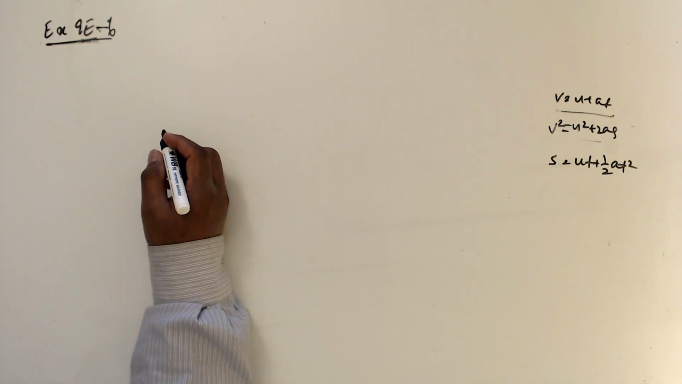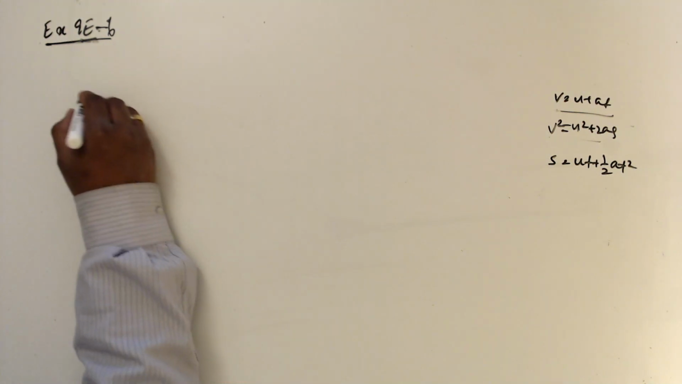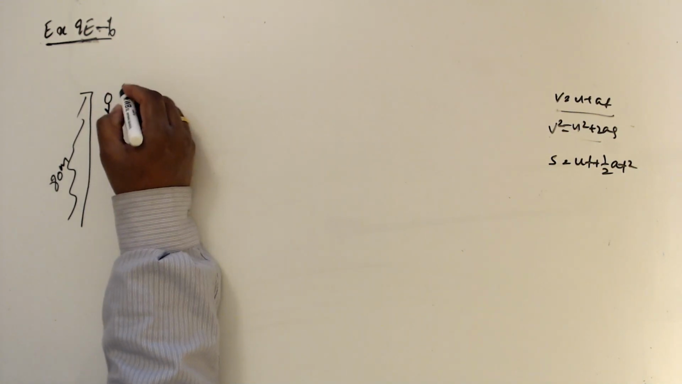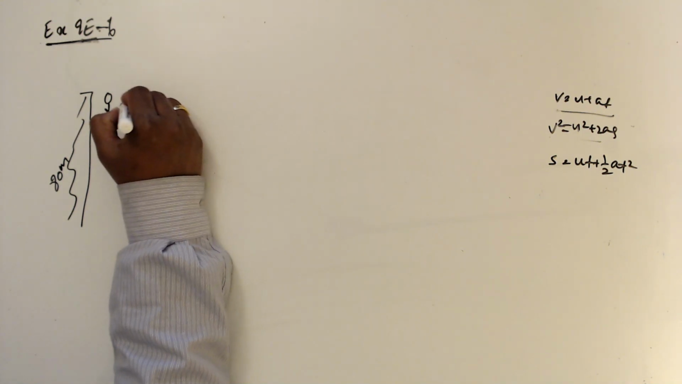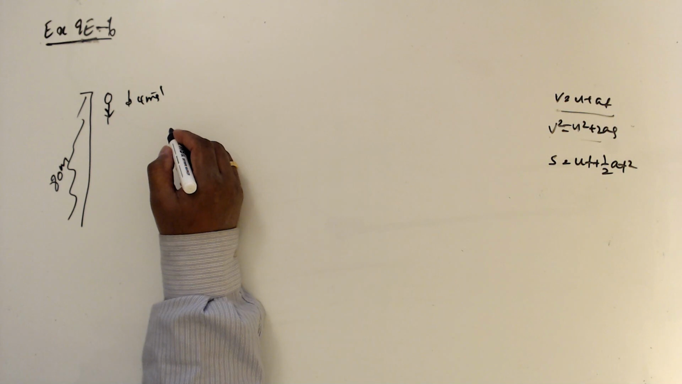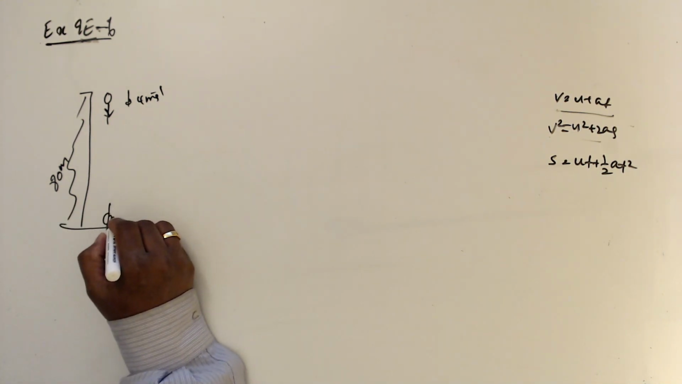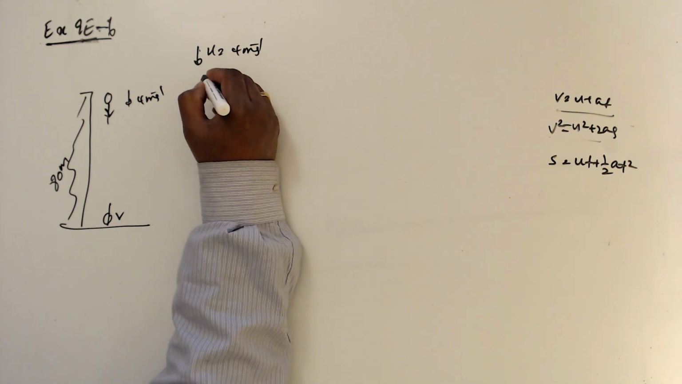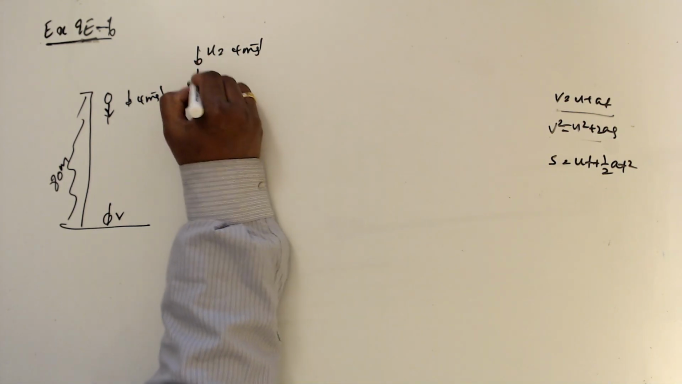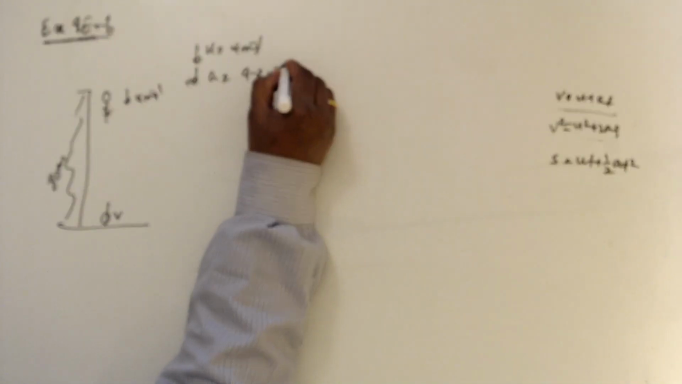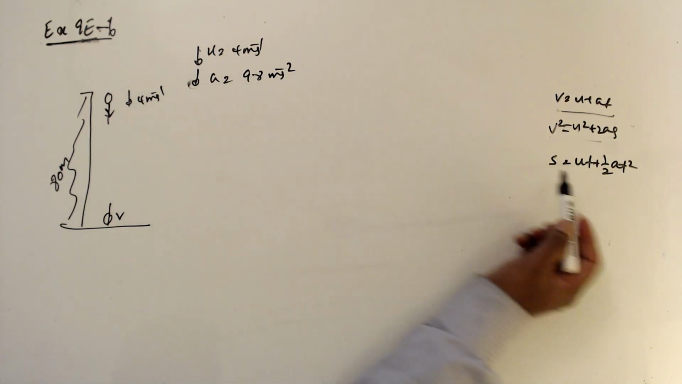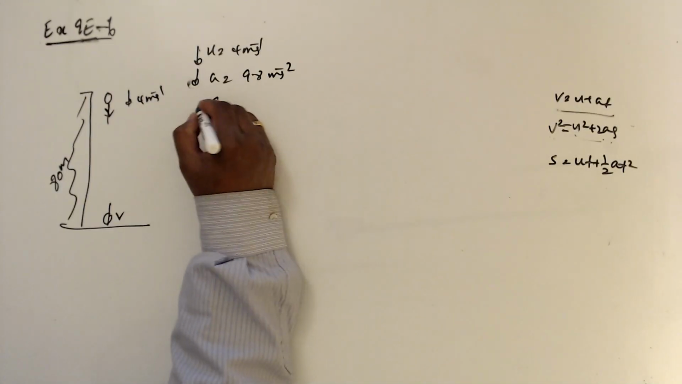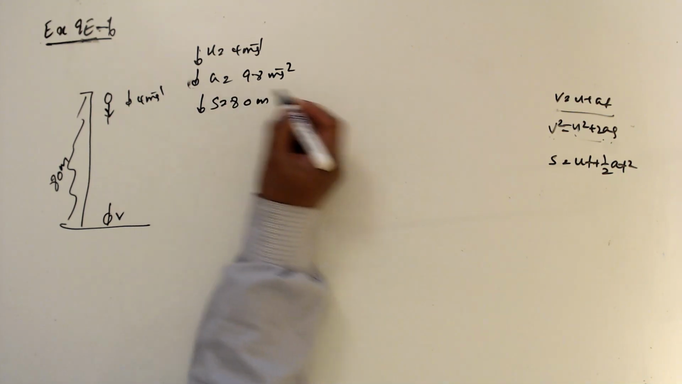Question number 6. A particle P is projected vertically downwards from 80 meters above, with the speed 4 m/s. We need to find the speed v when it hits. So u is 4 m/s and a is in this direction, 9.8 m/s squared. We have 3 knowns, so only one unknown. s is 80 meters. Now this matches with this.